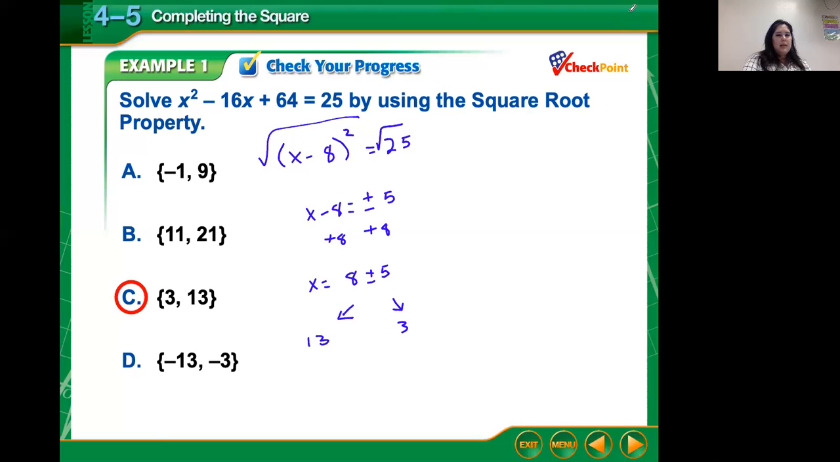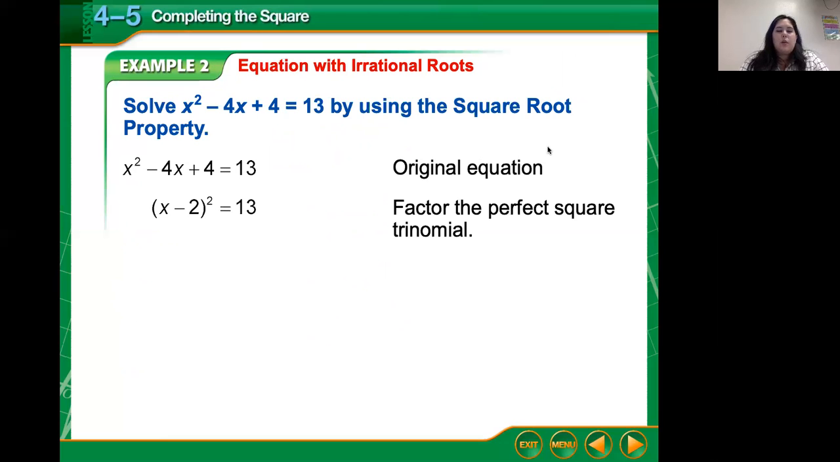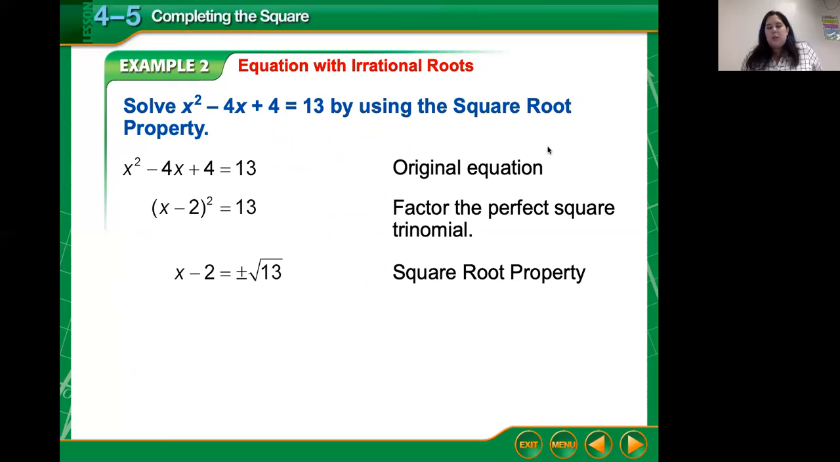All right, let's take a look at example 2. I'm going to do the same thing here. We're going to rewrite it as a perfect square in quadratic form. So we get x minus 2 squared equals 13. We're going to take the square root of both sides to get x minus 2 equals plus or minus the square root of 13. And we can't actually do anything with the square root of 13. We can't simplify it. So we're going to leave it as is. And we get x equals 2 plus or minus the square root of 13 by adding 2 to both sides.